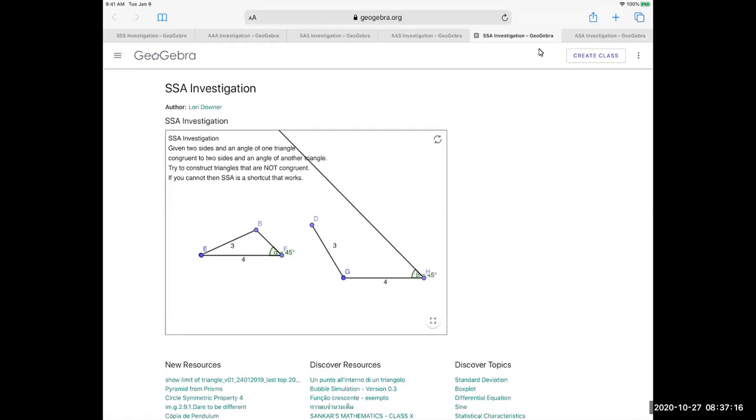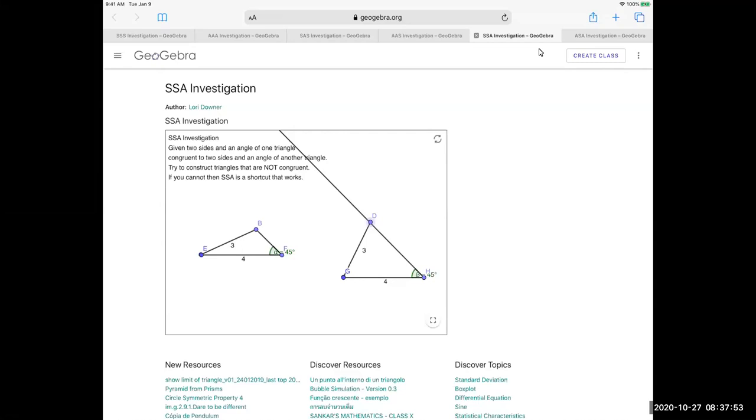What about side, side angle, or better known as ASS? Ooh, okay. So here I have a triangle. If I close it up, that uses 3, 4, and 45-degree angle, but those two triangles are definitely not congruent, right? So this one has this swing to it. There it's a triangle, there it's a triangle. So there's 2 possible triangles, which means this is not always a shortcut. So ASS does not work, it fails.